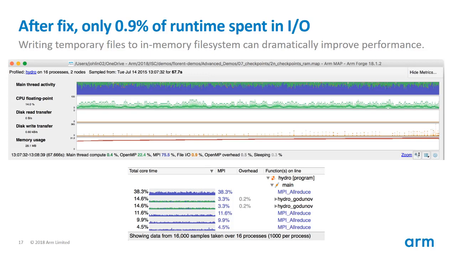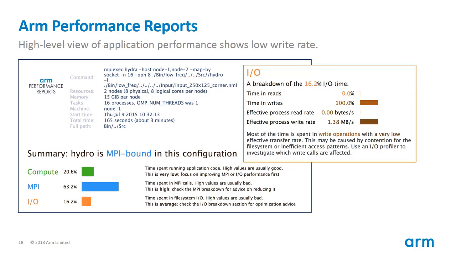Now, for comparison, here are the same results, but using the ARM performance reports to show I/O performance. You can use the MAP output files to generate these reports, and this will help focus your optimization efforts a little more, or give you a higher level aspect of the performance. This report shows that before optimization, our effective process write rate was just 1.38 megabytes per second, which is pretty low.